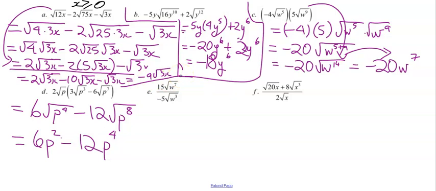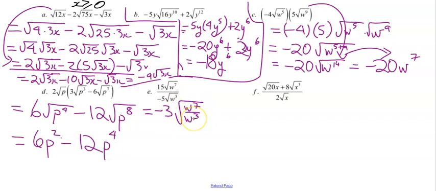15 root of w to the 7th over the root of w cubed. So what's 15 divided by negative 5? What's the root of w to the 7th divided by w cubed? That's going to be w to the 4th. Okay. So I can put them together here. We'll do a little more detail. Okay, so 15 divided by negative 5 is negative 3. We can put these together under the radical sign.